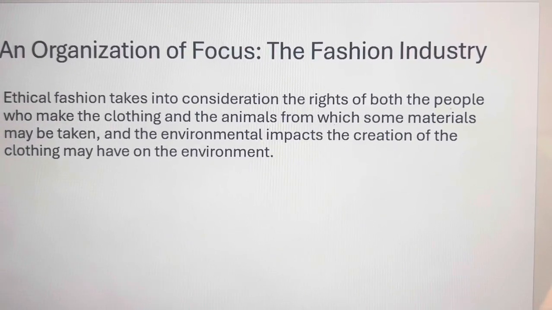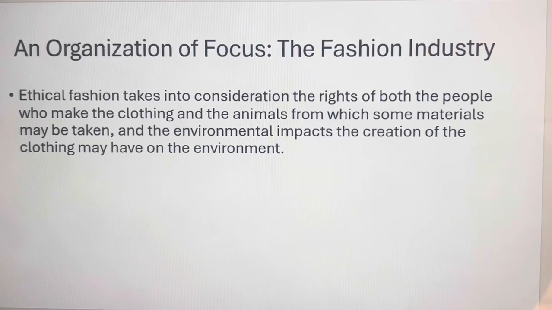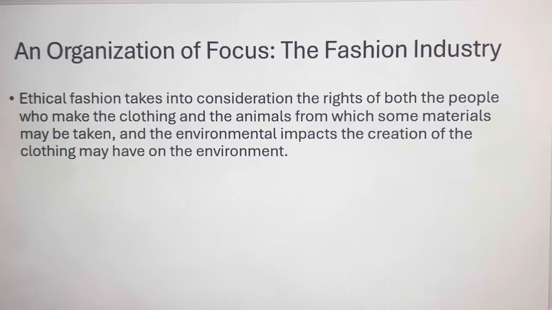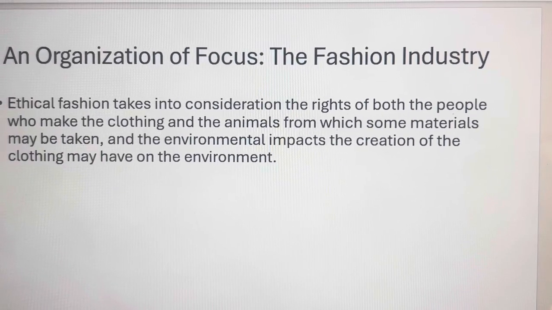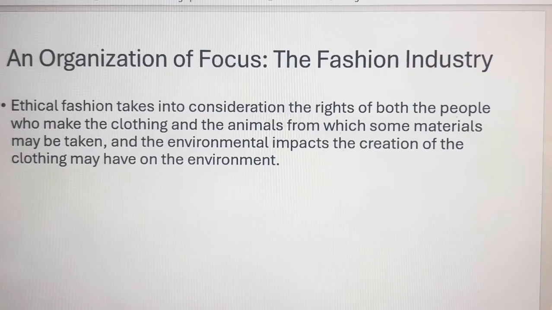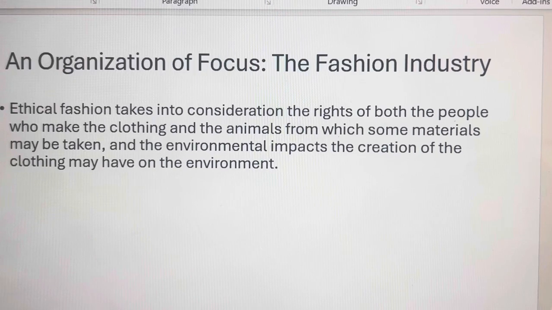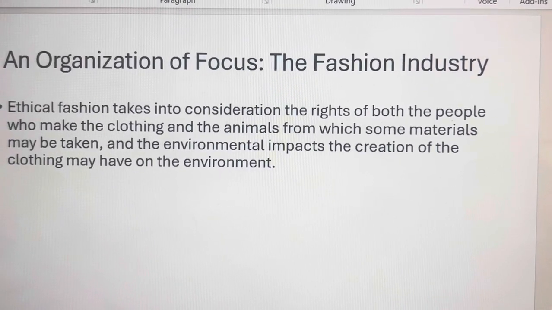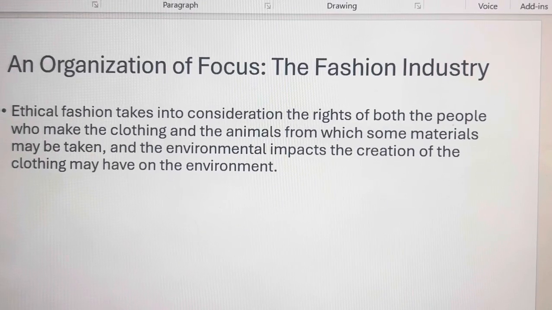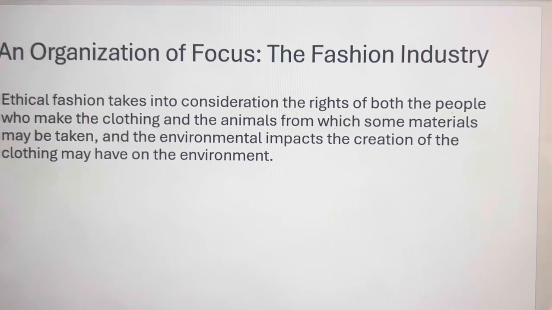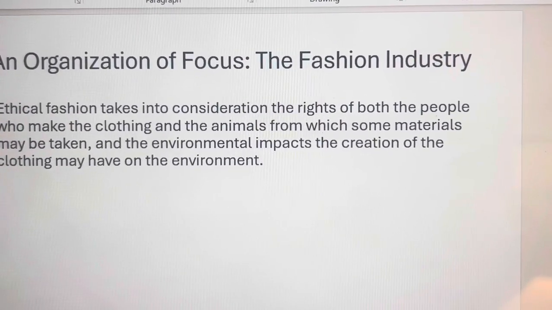One organization of focus I've chosen for this topic in this assignment is the fashion industry. Ethical fashion takes into consideration the rights of both the people who make the clothing and the animals from which some materials may be taken, and the environmental impacts the creation of the clothing may have. So let's dive into this.